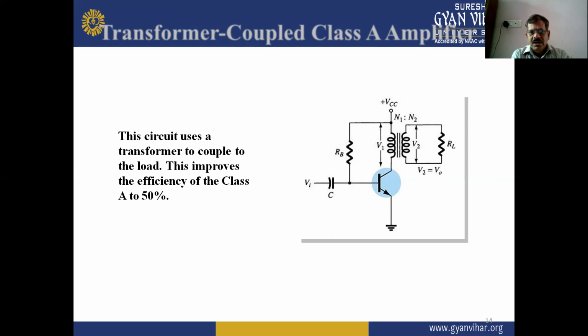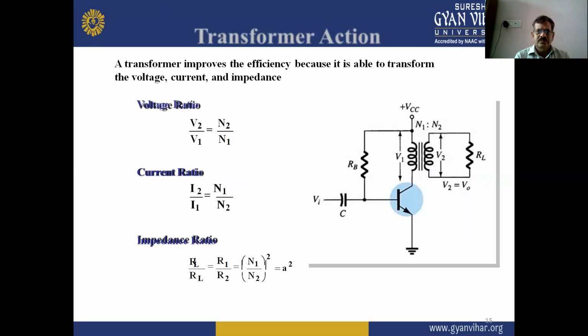Here is the transformer coupling in this circuit diagram. The voltage across the primary winding is V1 and the voltage across the secondary winding is V2, and here V2 is equal to the output voltage across the load resistance. N1 and N2 are the number of turns in the primary winding and secondary winding of the transformer. A transformer improves the efficiency because it is able to transform the voltage, current and impedance.